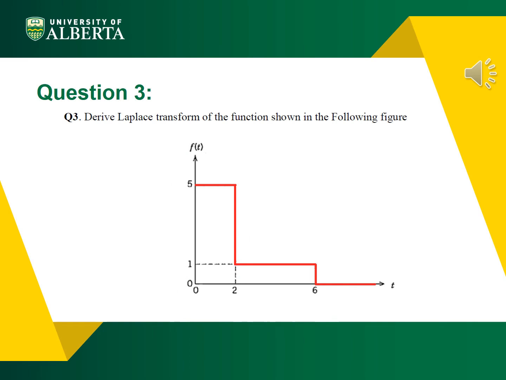So now let's look at our final question. In our final question, we have been given a function f of t in graphical form, and then we have been asked to compute the Laplace transform for this function. To solve this, we first have to know how to convert this graphical data into an equation, and then we use the Laplace table formula to get the Laplace transform of this function, which is f of t.